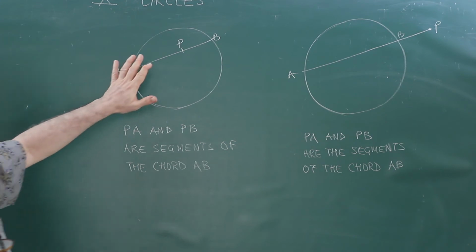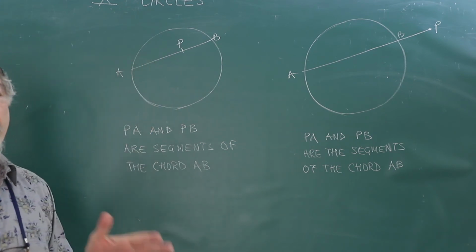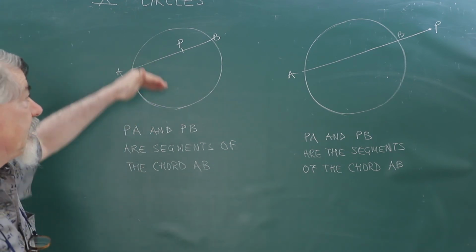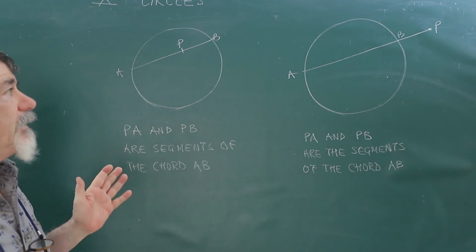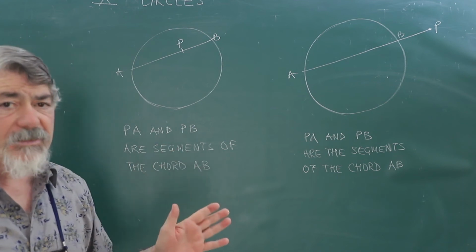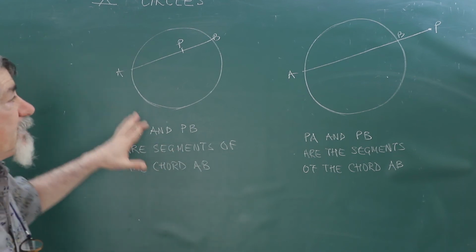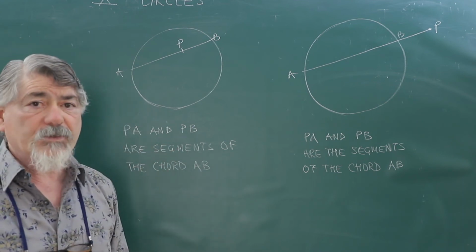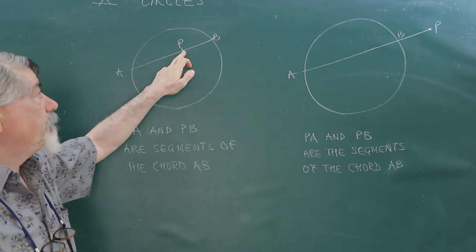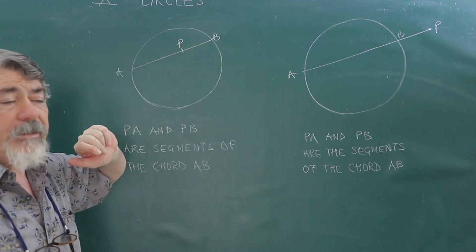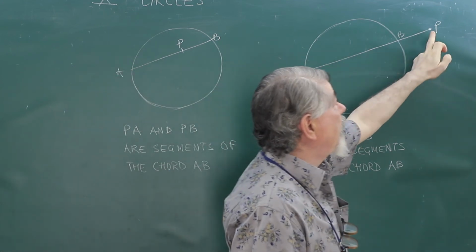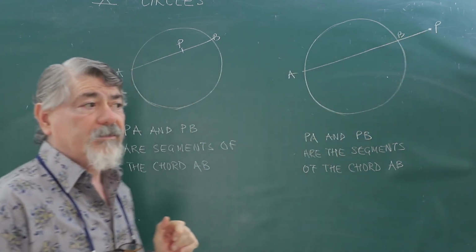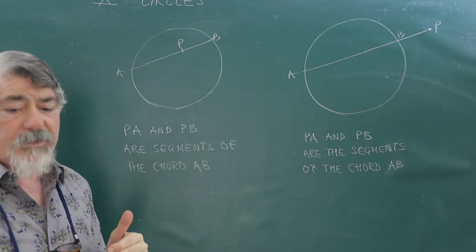This is important to understand because we will be dealing with two theorems. One is when the chords intersect internally, and one is when the chords intersect externally. So in both cases you must understand what the segments of the chord are. Here PA and PB are the segments of the chord. Here also PA and PB are the segments of the chord.